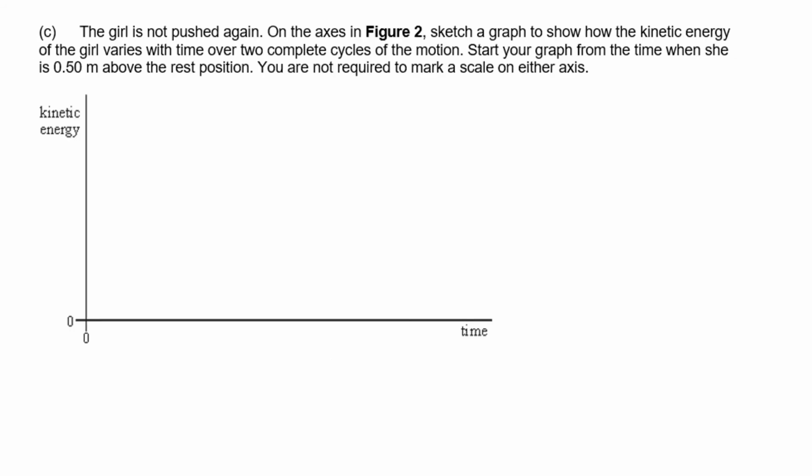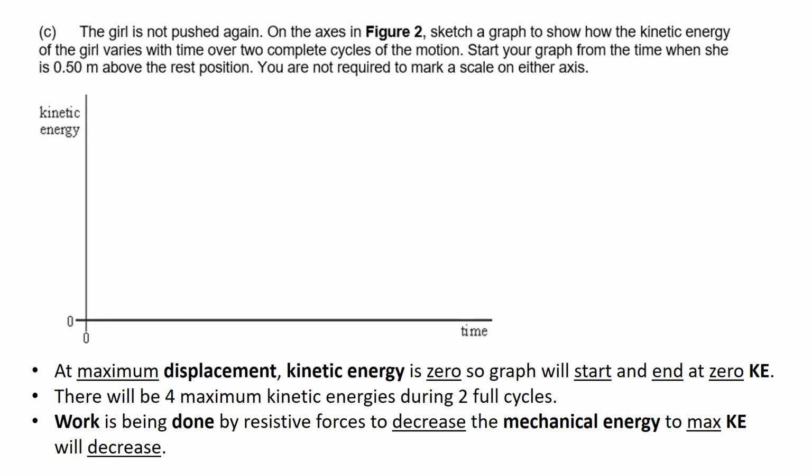And the last part of this question wants us to sketch how the kinetic energy changes over 2 complete cycles of motion, starting from the maximum displacement position. So there's a few key things our graph needs to show. It needs to show that initially kinetic energy is 0 because you're at maximum displacement, and therefore after 2 oscillations it would finish at 0.